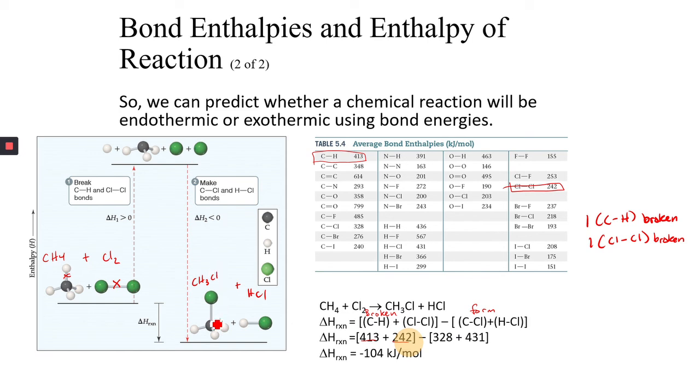Minus the bonds that are formed. So here, this bond was formed. That is a bond between carbon and chlorine. So I am forming a carbon and chlorine bond and a hydrogen and chlorine bond. One of each of those. So I look up carbon and chlorine. So minus 328 plus hydrogen and chlorine, 431. Calculate all that, I get my heat of reaction.